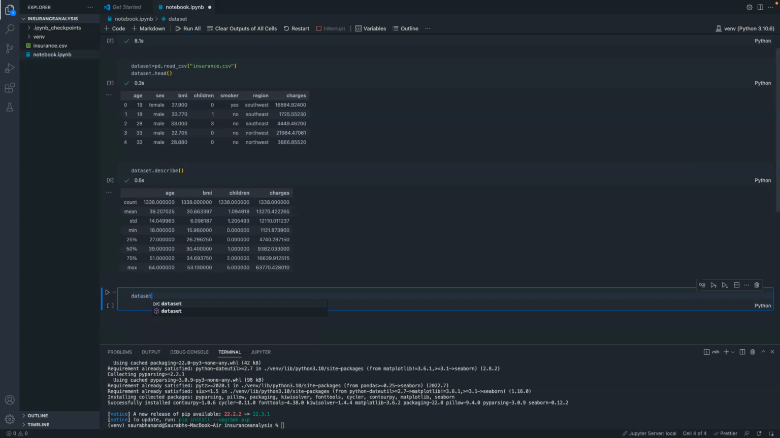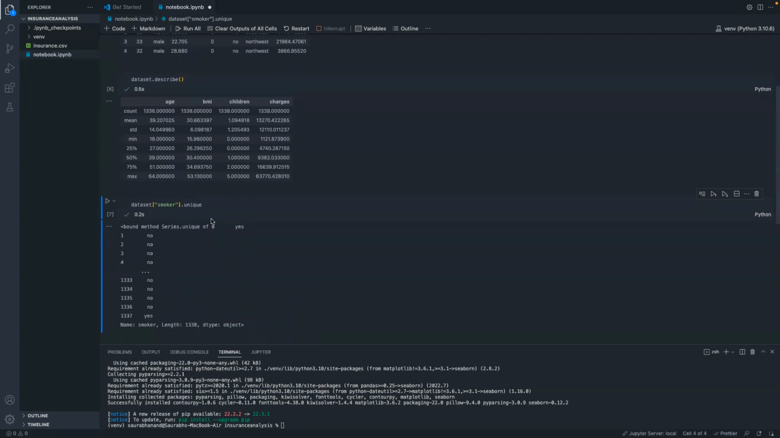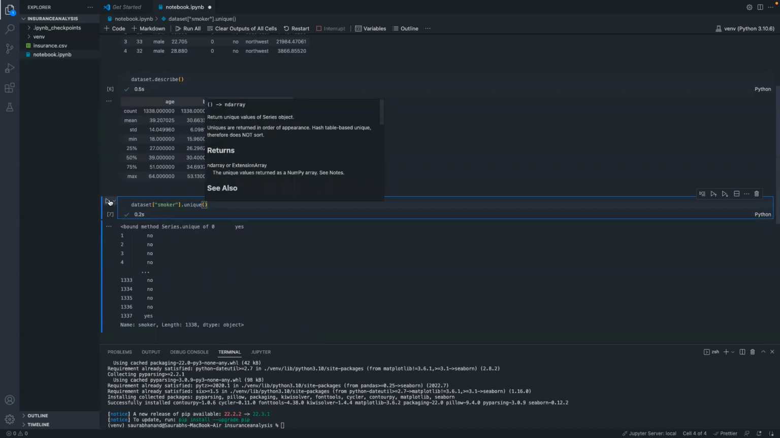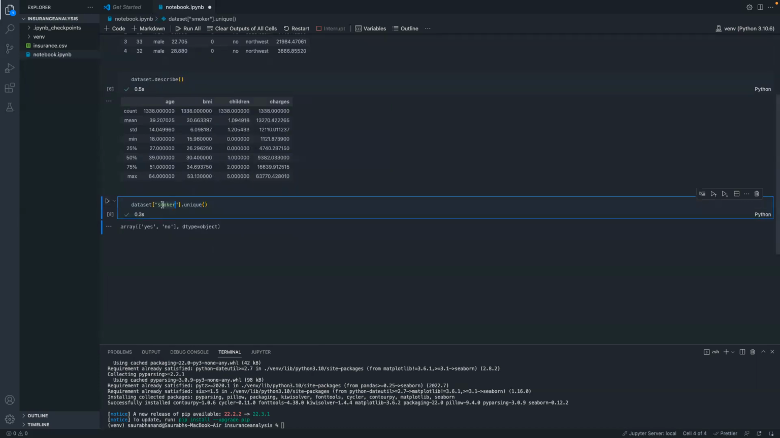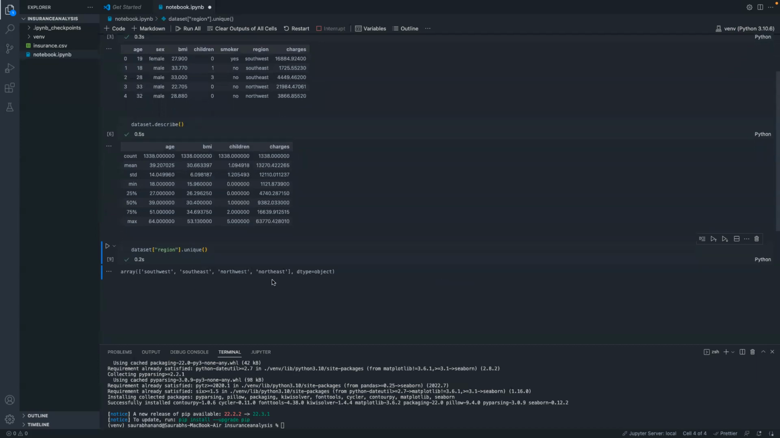I just want to check, because describe doesn't give you much clarity about the categorical features. So I just want to explore what my categorical features are. Let's look at the feature which is smoker. Let's see what the values in it are. Yeah. So for smoker, you can see it has values like yes, no. We can probably do the same for region. Let's see what the values in region are. So region also has four values: southwest, southeast.